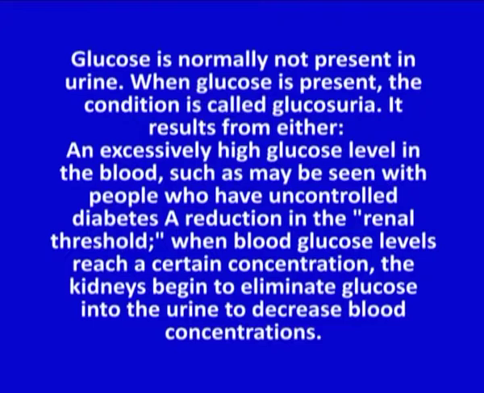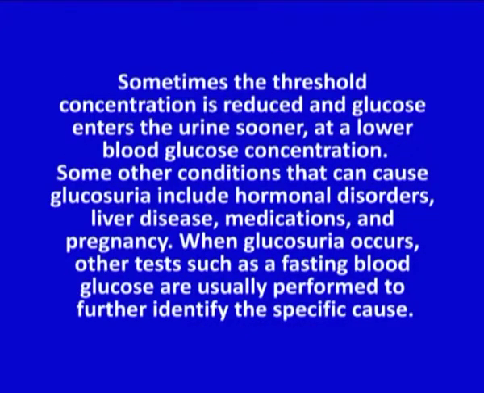When blood glucose level reaches a certain concentration, the kidneys begin to eliminate glucose into the urine to decrease blood concentrations. Sometimes the threshold concentration is reduced and glucose enters the urine sooner, at a lower blood glucose concentration. Some other conditions that can cause glucosuria include hormonal disorders, liver disease, medications, and pregnancy. When glucosuria occurs, other tests such as fasting blood glucose are usually performed to further identify the specific cause.